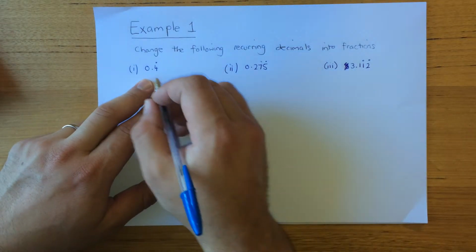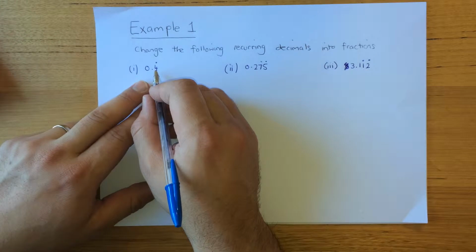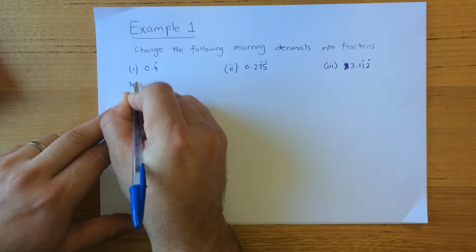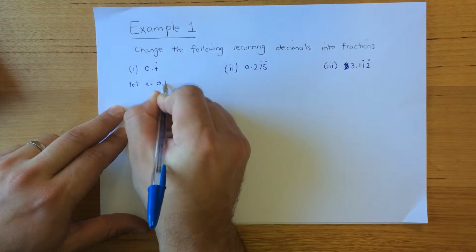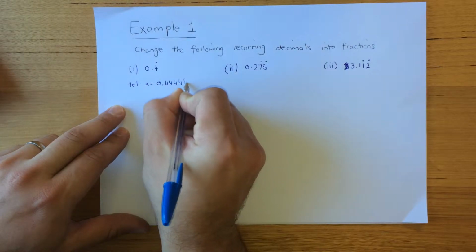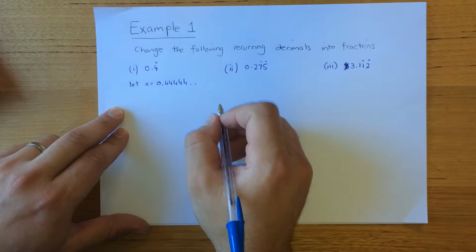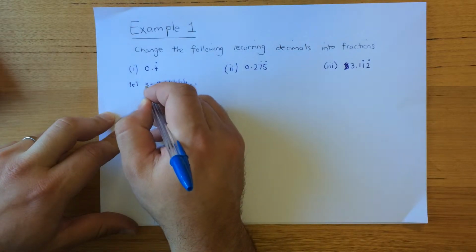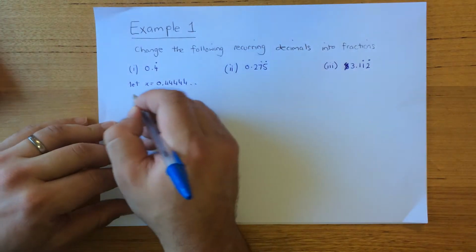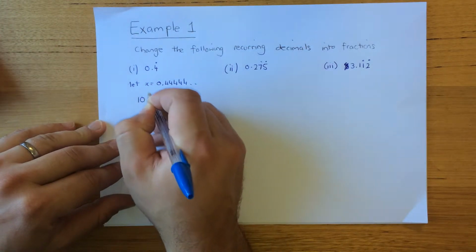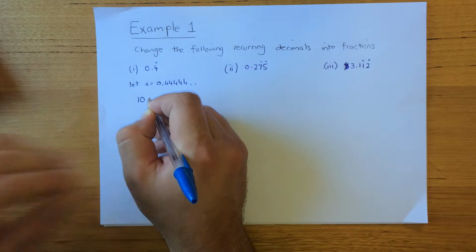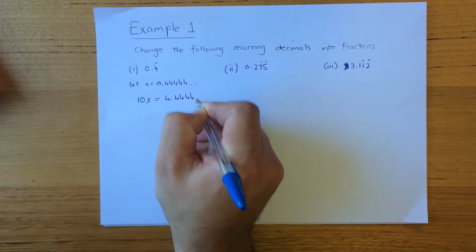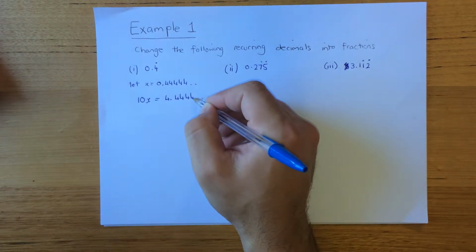Okay, so if I want to change 0.4 recurring to a fraction, I'm going to let x equal 0.4444 and so on. That was the first point I was talking about. Since it's one repeating number, I'm going to multiply it by 10 to the power of 1 because n is 1. So I'm just going to multiply both sides by 10, so I get 10x equals 4.4444 and so on.